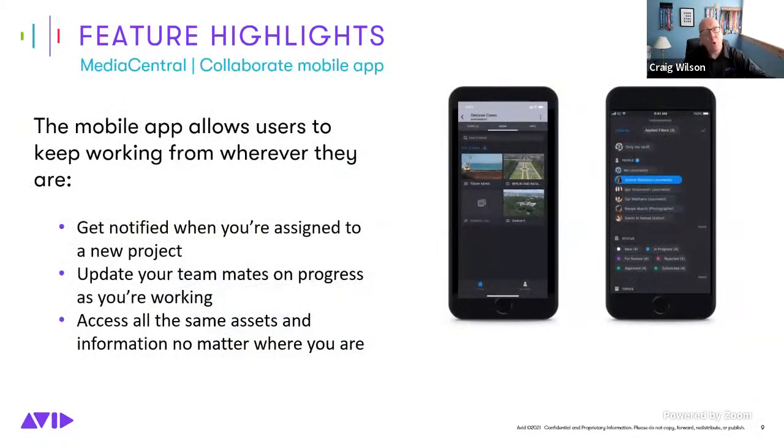So I mentioned mobile. There is a mobile app for MediaCentral Collaborate as well. It's available for iOS devices. And so using your mobile, you can see your tasks. You can get notifications on your mobile if you're out on location somewhere. You can also see the elements that have been added to your story. And importantly, you can also update the status of tasks as well, even if you're out on location.